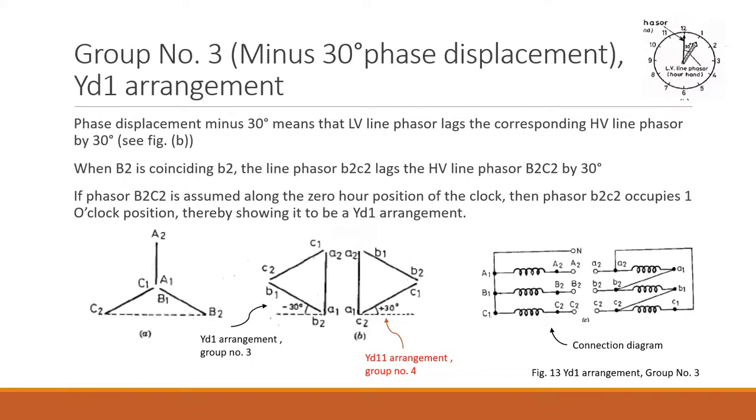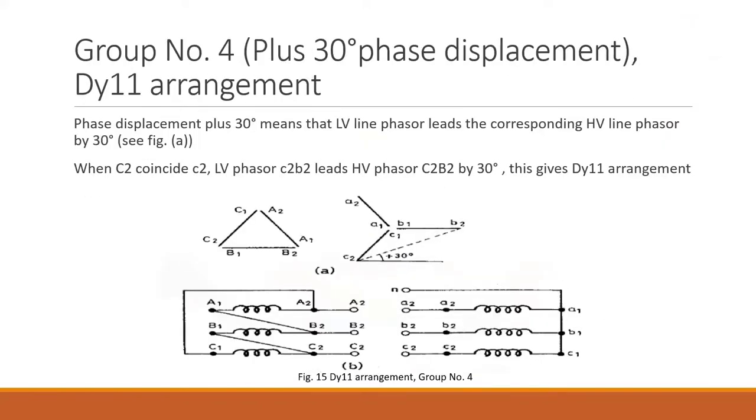What exactly it means is that here the LV line phasor is going to lead the HV line phasor. That would be the difference. So the LV line phasor leads the corresponding HV line phasor by 30 degree. In order to obtain the 30 degree phase difference, your C2 should coincide with this C2. So the LV line phasor C2 B2, you could see this one, must lead this C2 B2 by 30 degrees. This is the reference line. From this one, this C2 B2 should lead by 30 degree. Considering this phasor, you can draw the connection diagram. So this is for your DY11 arrangement. Here the displacement would be 30 degree.